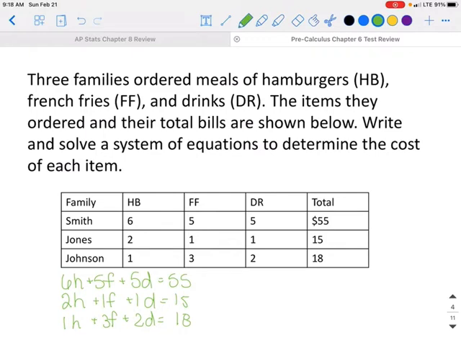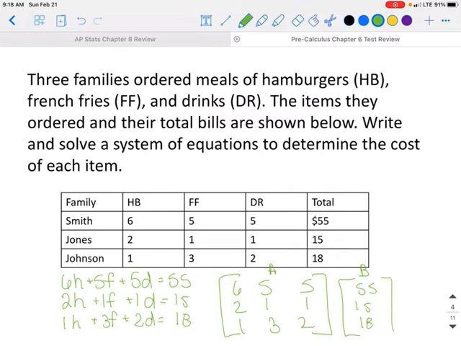We know there's going to be one solution. So if you want to do your inverse, you could do matrix A, which would just be your coefficients. So if this is matrix A, matrix B would be 55, 15, and 18. One option is to do matrix inverse of matrix A times matrix B, and that'll give you solutions. You can augment A and B together and do the reduced row echelon form of the augmented matrix. That's another option. Or you can do Cramer's rule.